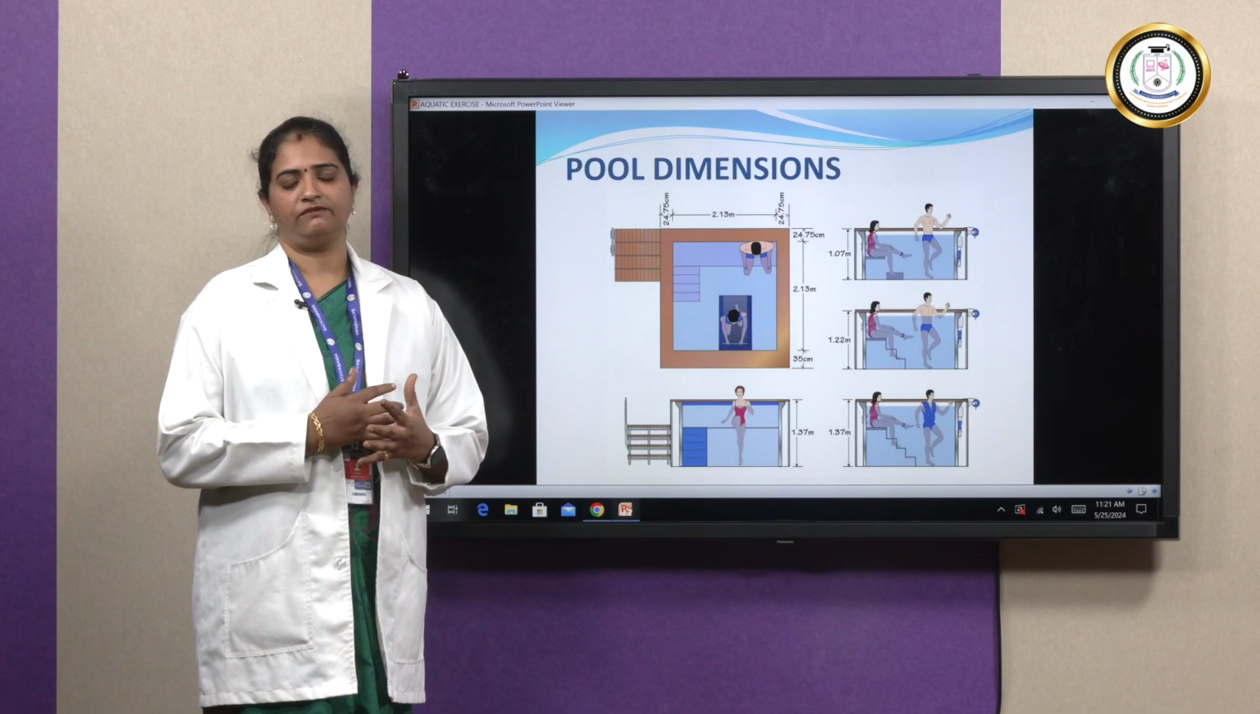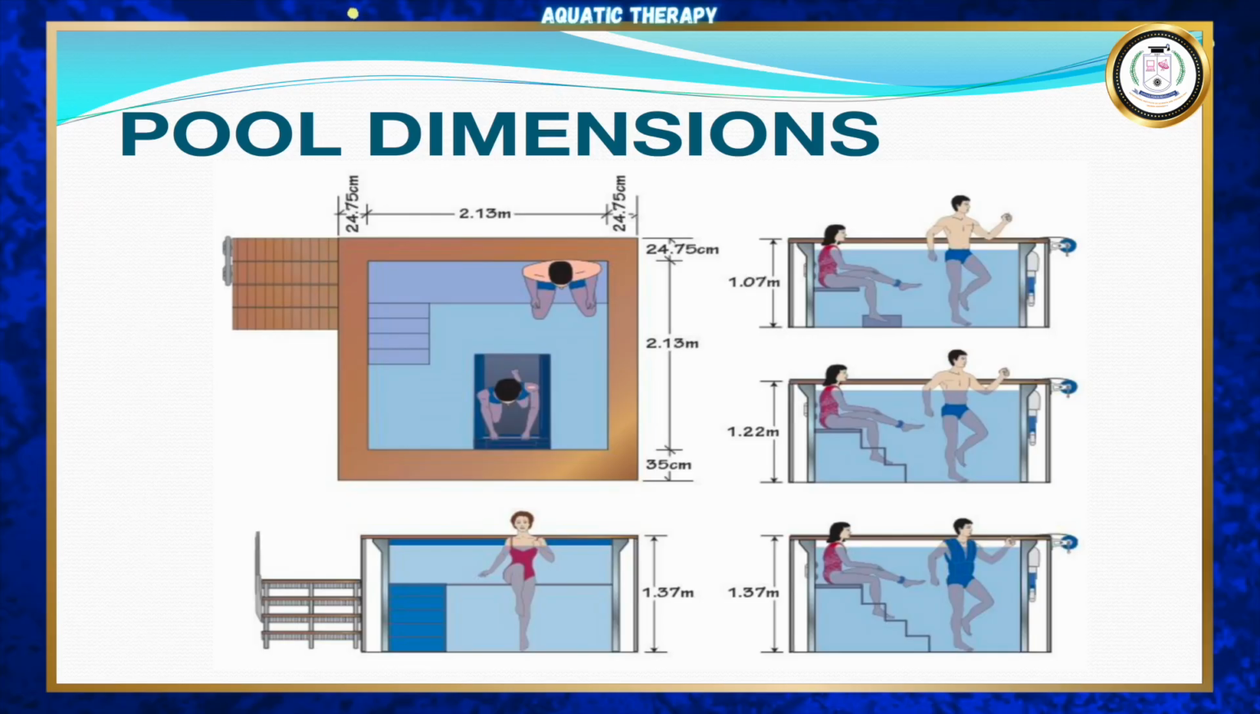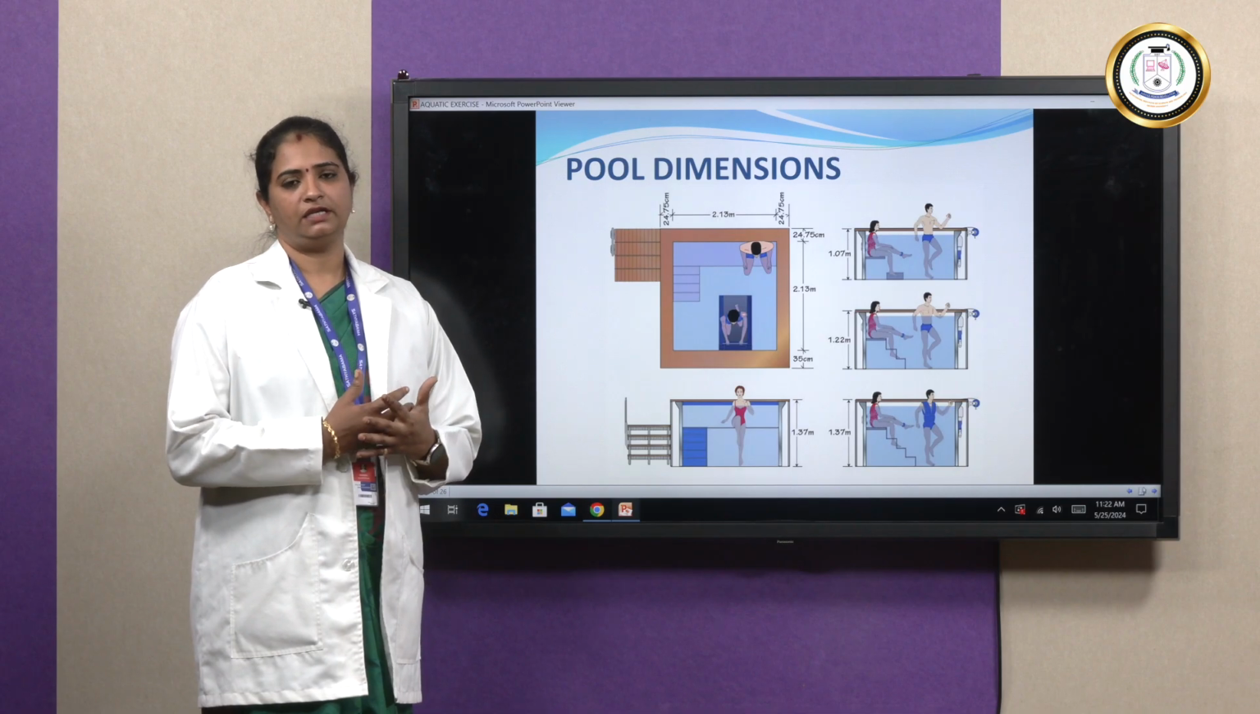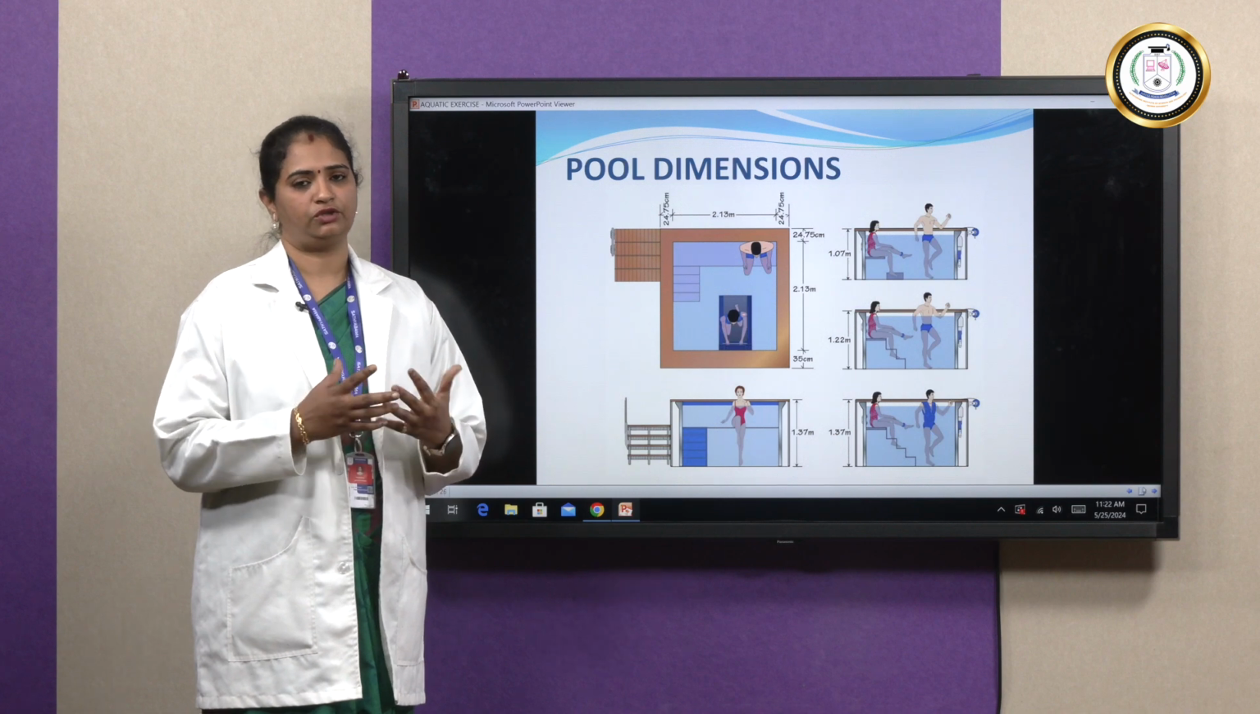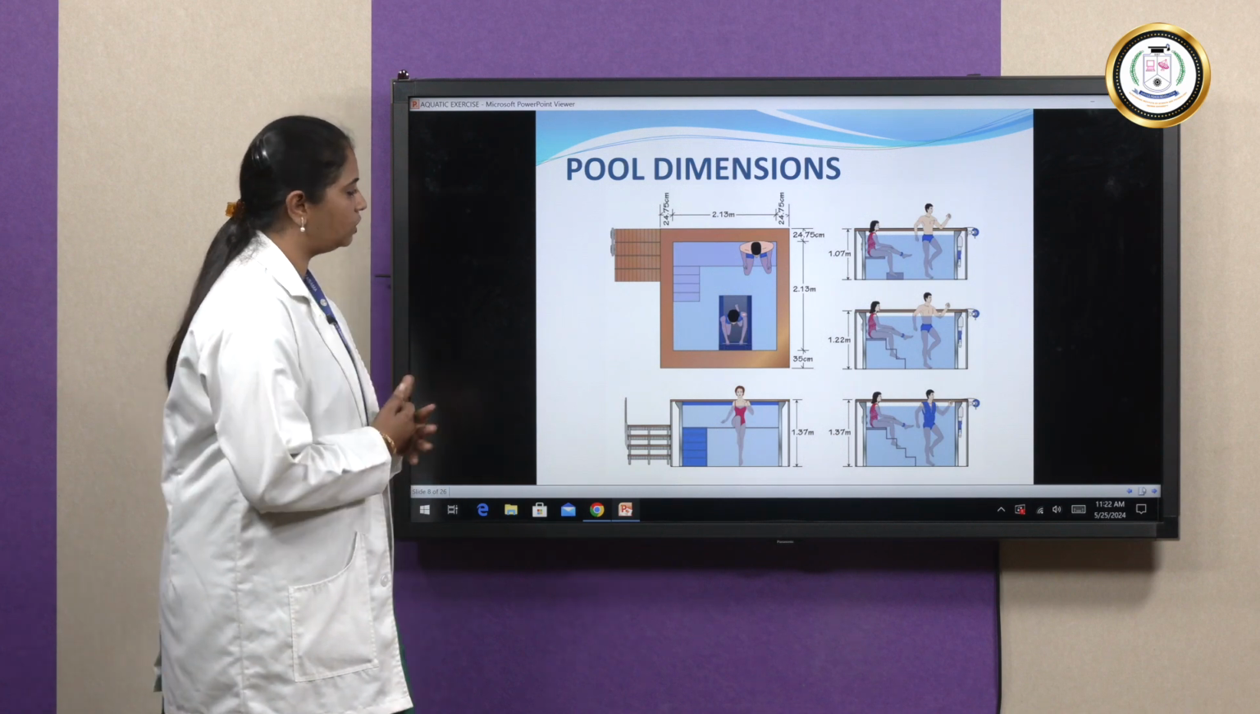Certain precautions and safety measures have to be carried out in the pool and around the pool, like railings, ramp, staircase. All these things should be non-slippery. There should be non-slippery mats being provided so that the patient does not fall down.